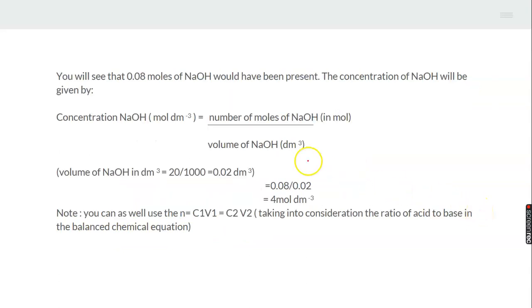Then when you now calculate the concentration of sodium hydroxide, you know the number of moles already, and you have been given the volume, so definitely you can get your molarity, which is in mole per dm cube. And you can as well use this formula, which most of you are conversant with.